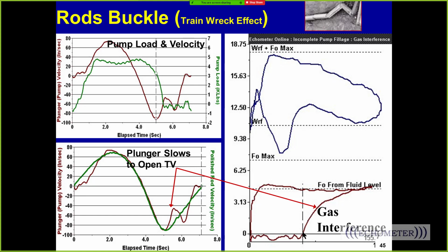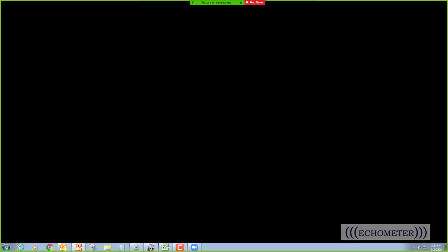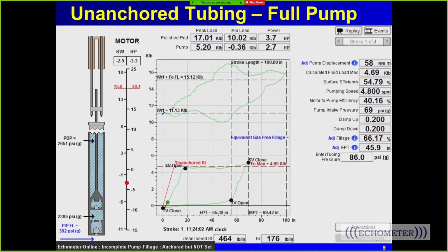Milena is asking, if I have issues with the anchor, can I identify it in a dynagraph? Can I still have a full pump? If I go back to this same slide we looked at a minute ago, this slide right here: full pump, fluid level at the pump, low pump intake pressure. It's unanchored tubing. So yes, you can have a full pump with unanchored tubing.